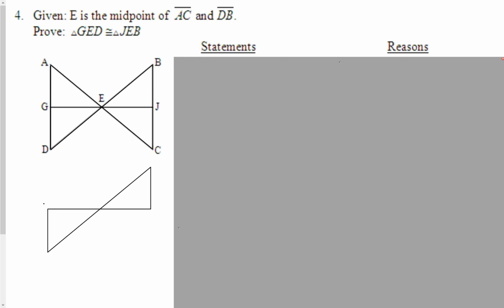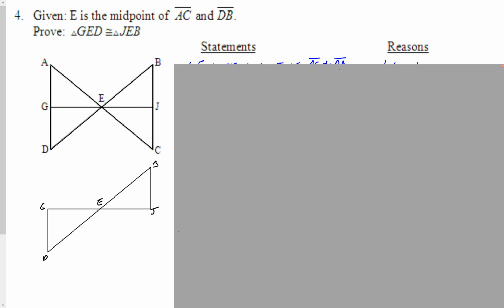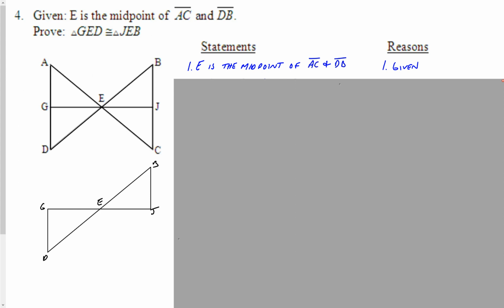Now when I do that, when I redraw them, I have to make sure I relabel all the vertices so that I have the correct points when I'm dealing with the rest of this proof. So now once I've drawn that picture, I can go ahead and start my proof by saying that E is the midpoint of segments AC and DB.